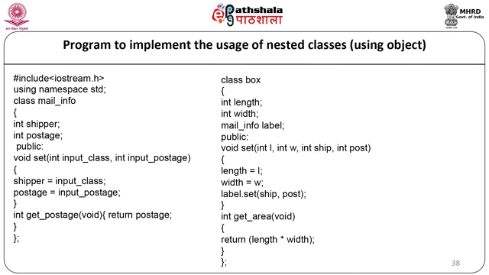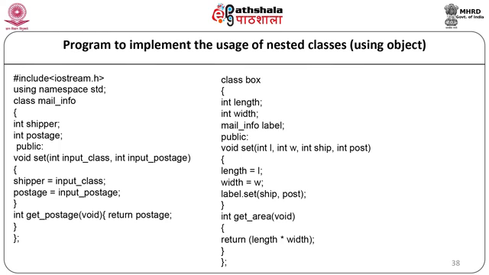In a public section we will have public colon, the member function void set. It is going to accept 4 parameters: int L, int W, int ship, and int post. Length will be equal to L, width will be equal to W, and now we are going to pass these 2 values, ship and post, to the set function of class MailInfo. So it will be done using the object of MailInfo as label.set(ship, post), and our member function will end.